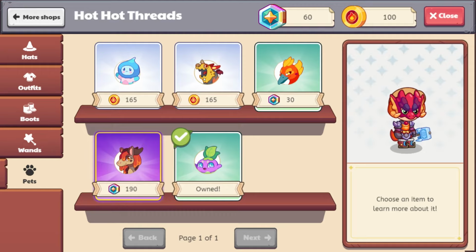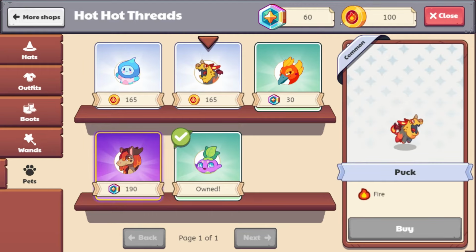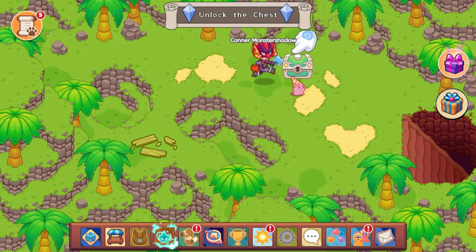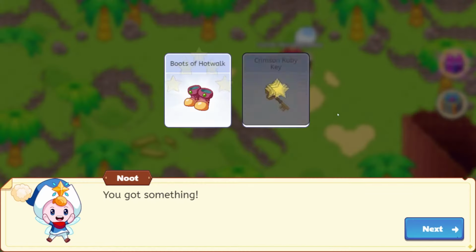165 is what we need to go ahead and get Puck. So we'll get Puck in just a little bit. A few more battles. And the Boots of Hot Block.